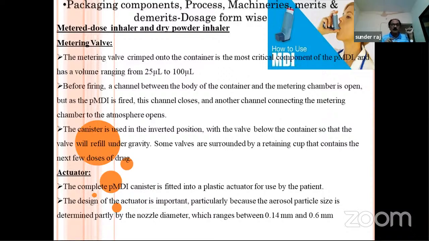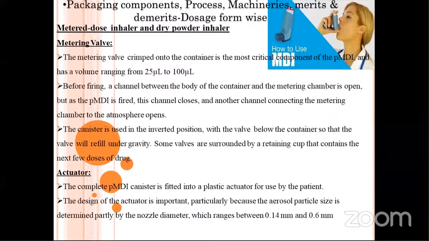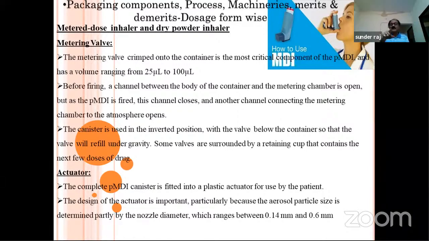In this action, then an actuator. Actually, the complete pMDI canister is fitted into the plastic, and here the actuator is not the whole container itself; the outer portion you have seen is the actuator. Got the point? Here, the outside container itself will act as an actuator. The actuator will help hold the valve. Understand? So whenever you press it, the actuator, through the valve, the medicine will be dispensed.